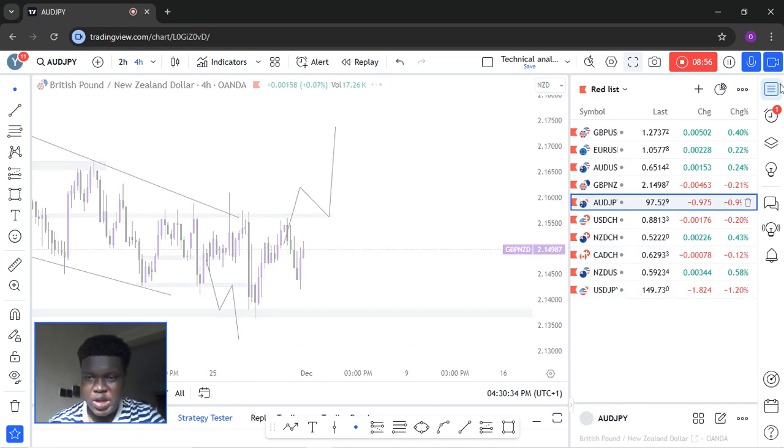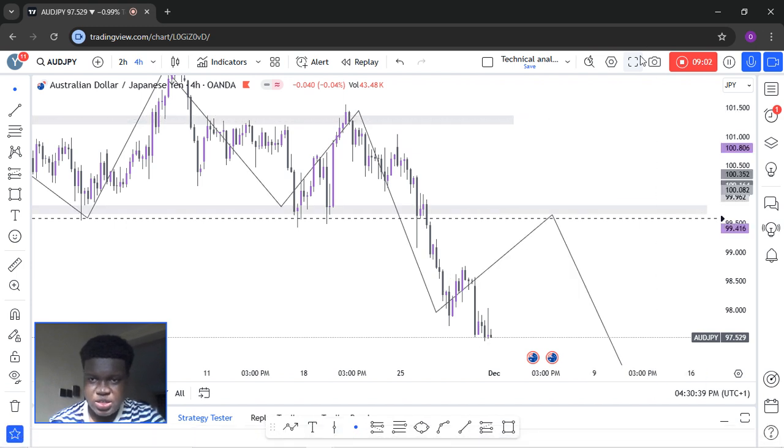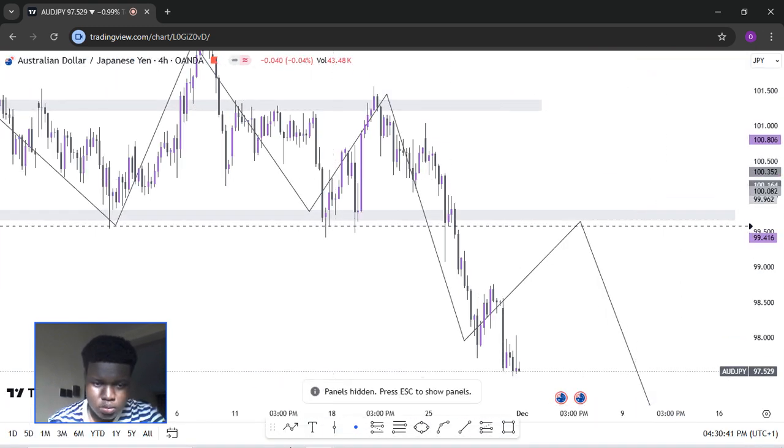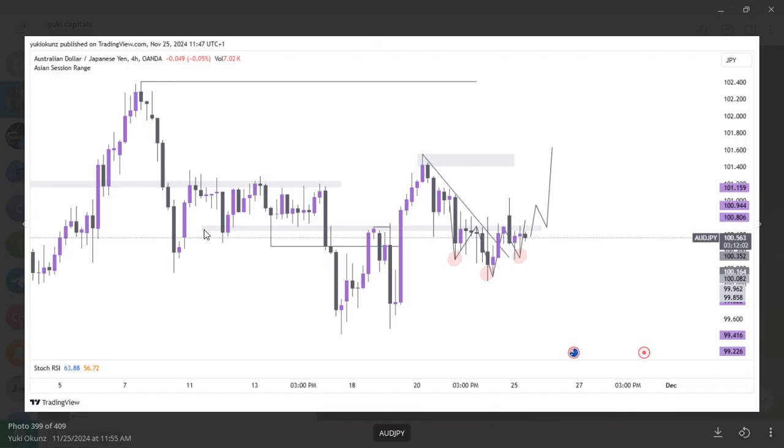AUD JPY. So let me show you the trade idea I had on AUD JPY earlier this week. Just a moment. So as you can see on AUD JPY on the 4 hour time frame, we're having this type of price action that looked like price was going to break above. So expecting price to break, give us this retest to continue to the upside. We had the head and shoulders pattern playing out, the neckline break and retest. That was the initial trade idea.